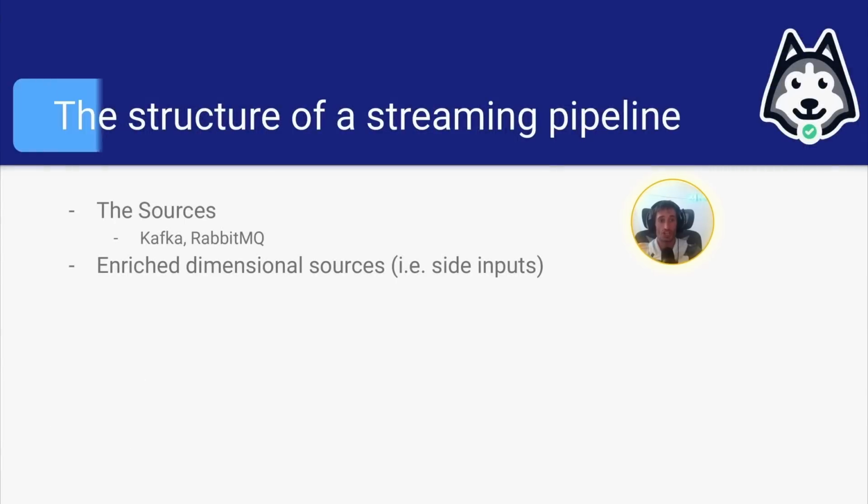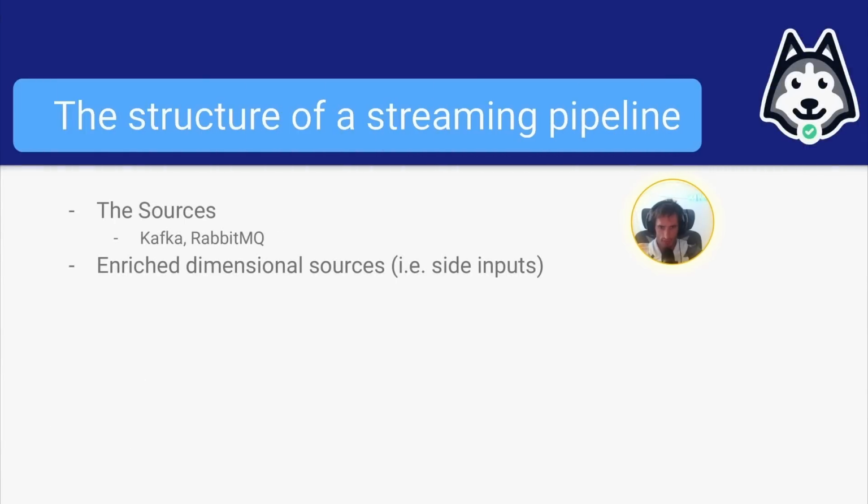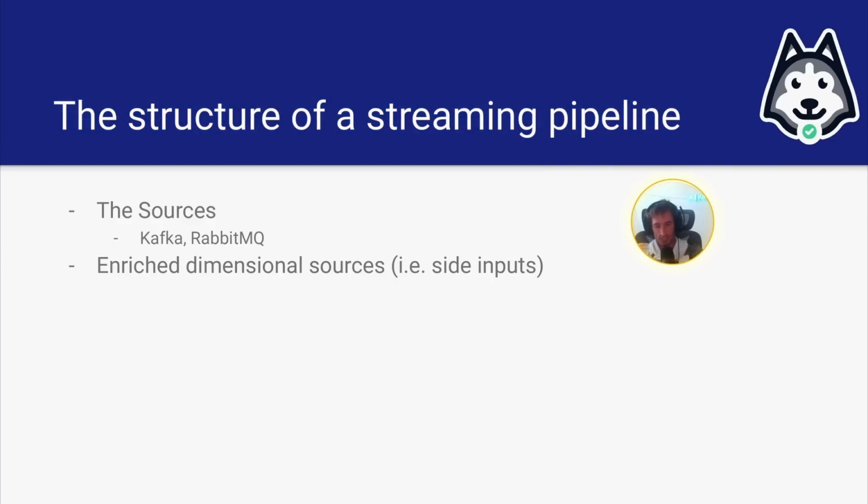Let's talk about the structure of streaming pipelines. There's a couple of things we want to talk about. First, you have the sources. The poster child of streaming sources is Kafka. Kafka has been around for a long time.